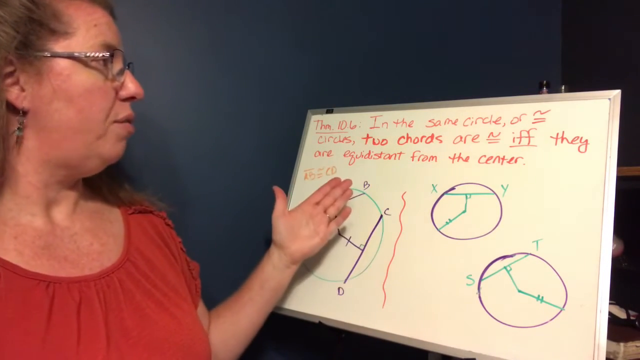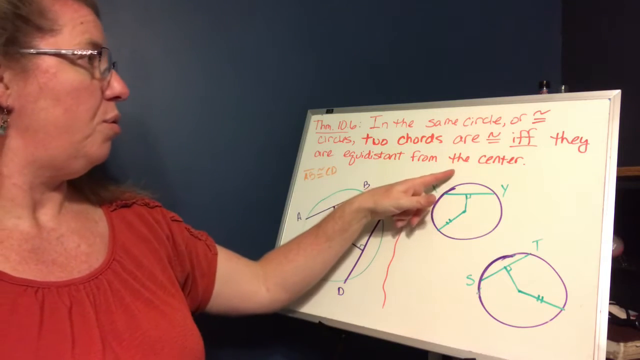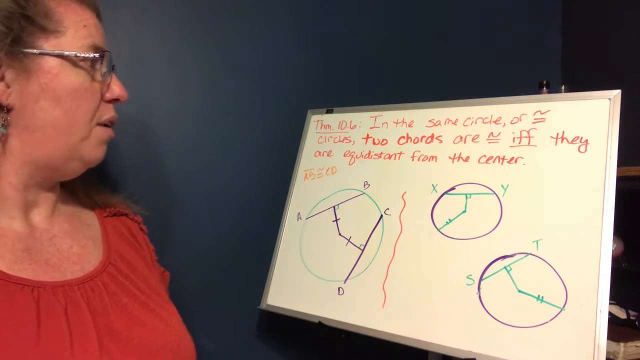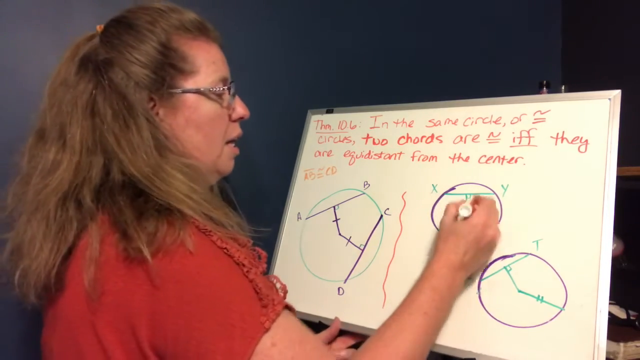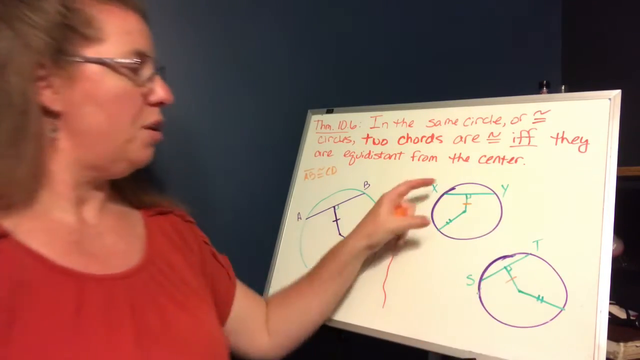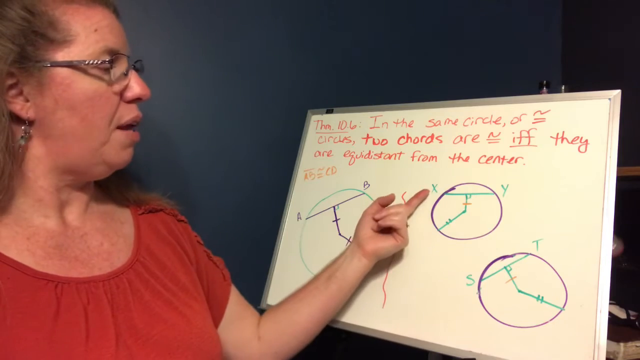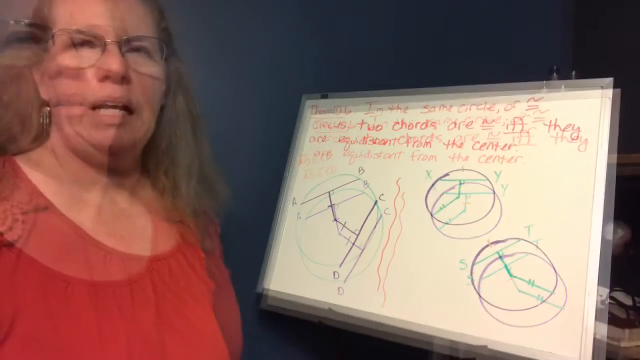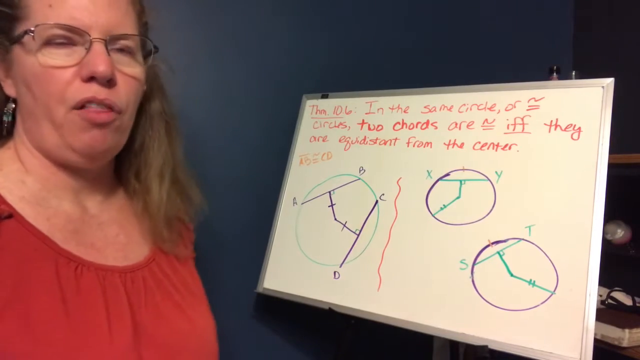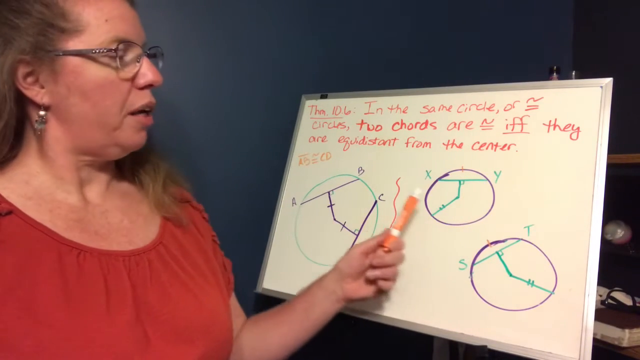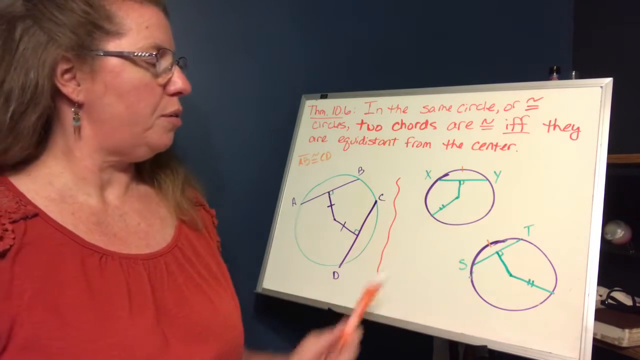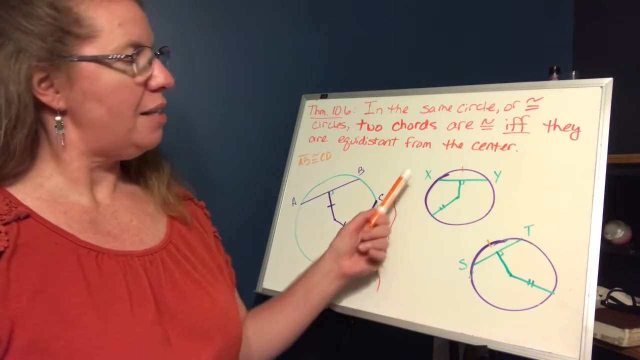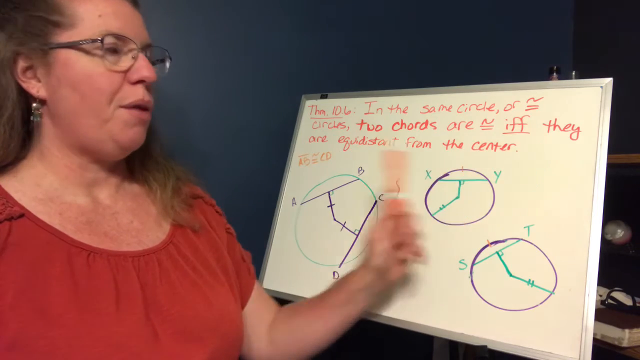Now going the other direction, it is also true that if our chords are equidistant from the center, then they must be congruent. Now let's look at the other case of our theorem. We're talking about two congruent circles. Notice their radii are marked congruent. And this time I'm starting by stepping back one step.